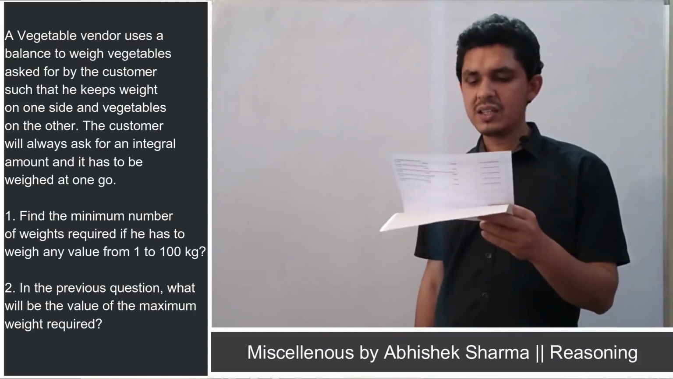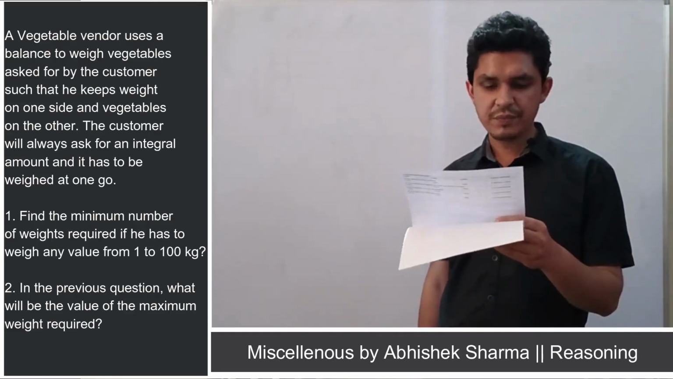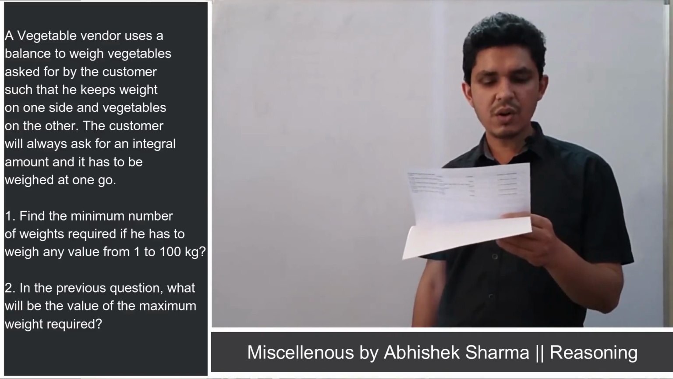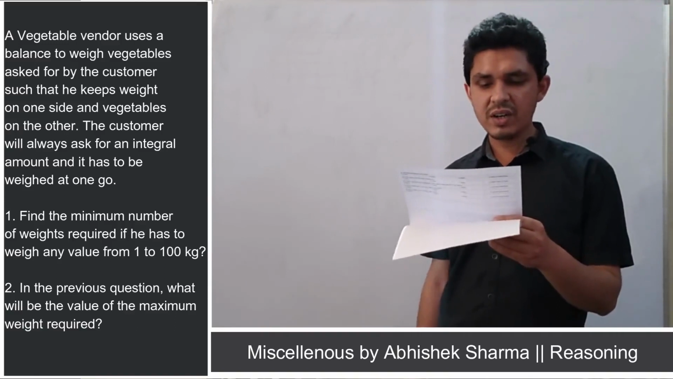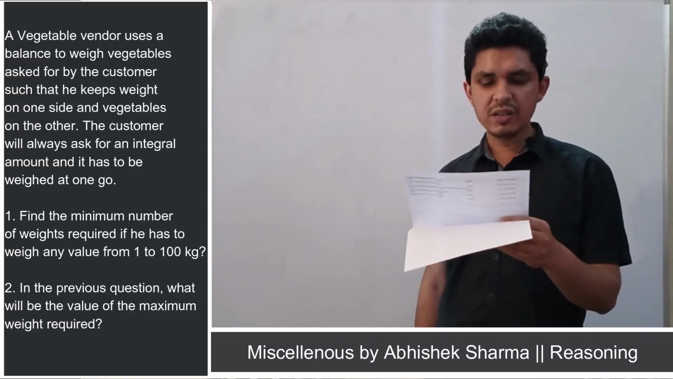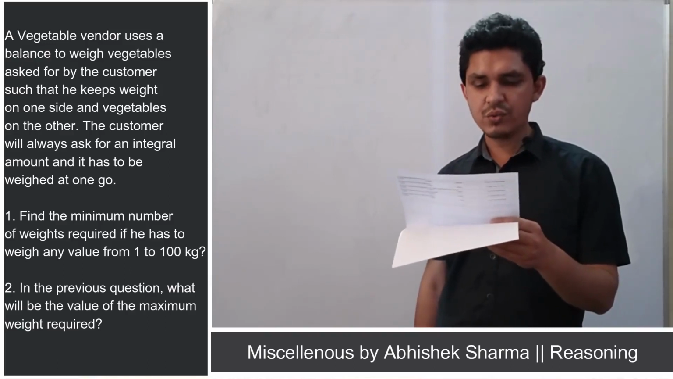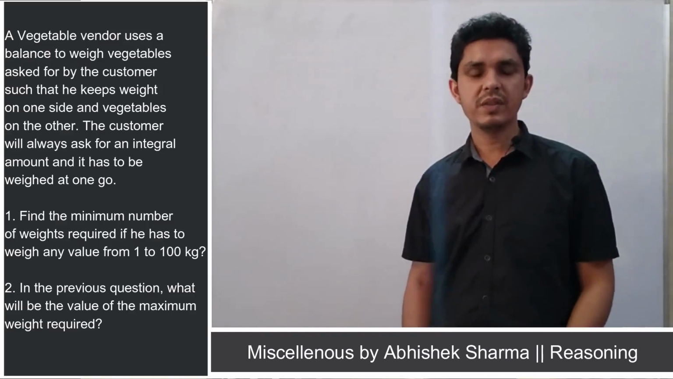customer such that he keeps weight on one side and vegetable on the other side, right? The customer will always ask for an integral amount and it has to be weighted at one go. Find the minimum number of weightings required if he has to weight any value from 1 to 100 kg, right?